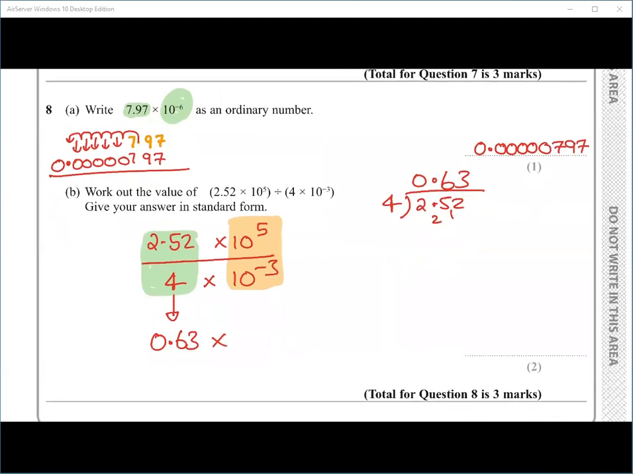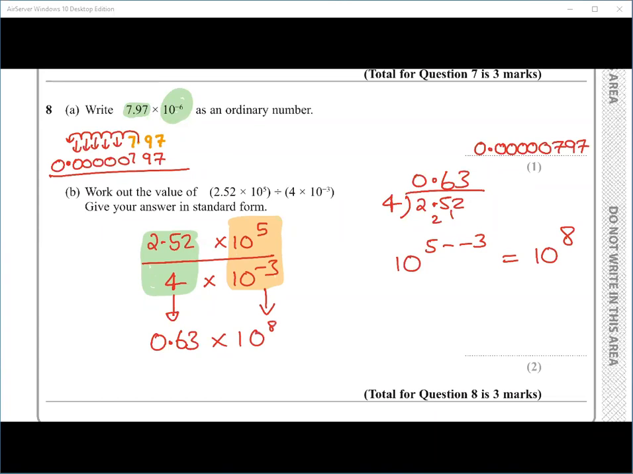Don't anybody jump in, I haven't finished. We're going to do some corrections as well. What about the orange part? What happens when you divide them? You subtract the powers, so you do 10 to the 5 minus the bottom number, which is 8. 10 to the 8, fantastic. 10 to the 8, lovely.